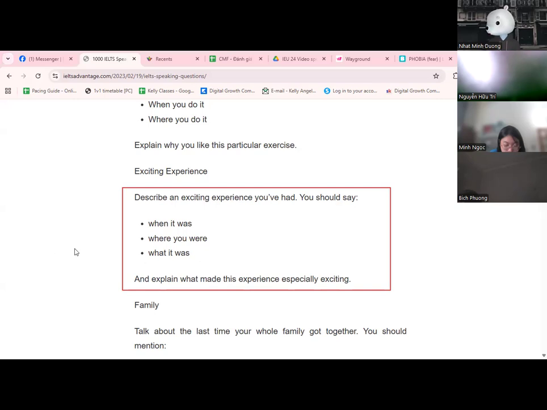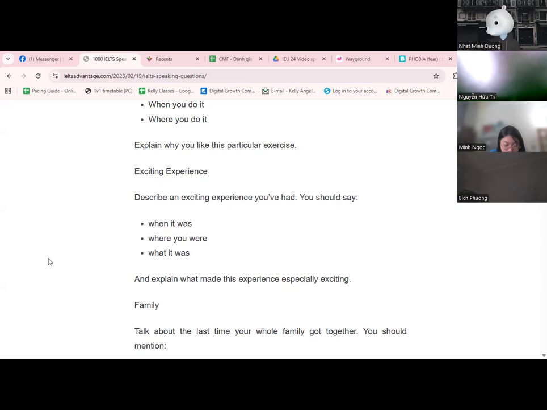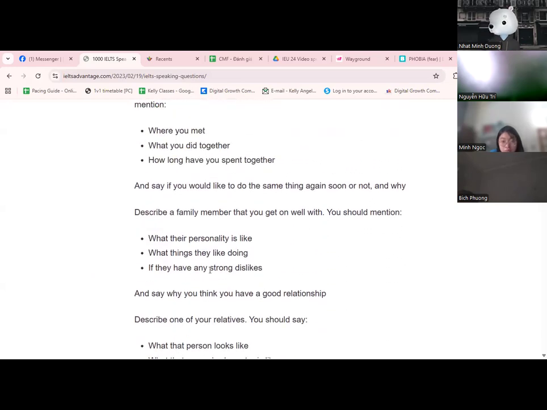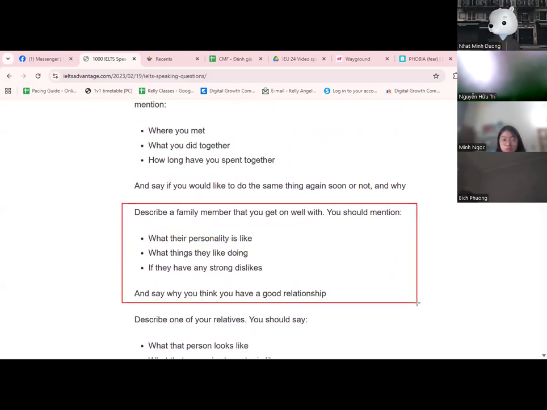Okay, so, Hatming, it's now your turn. Okay, describe a family member that you get on well with. You should mention what their personality is like, what things they like doing, if they have any strong dislikes, and say why you think you have a good relationship. Okay, you have 1 minute to prepare. You may start preparing.